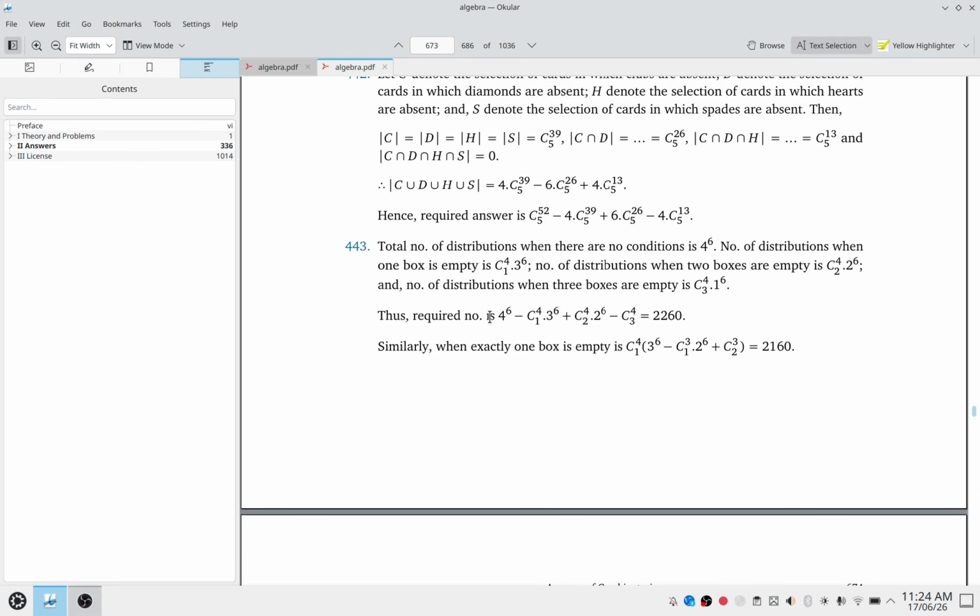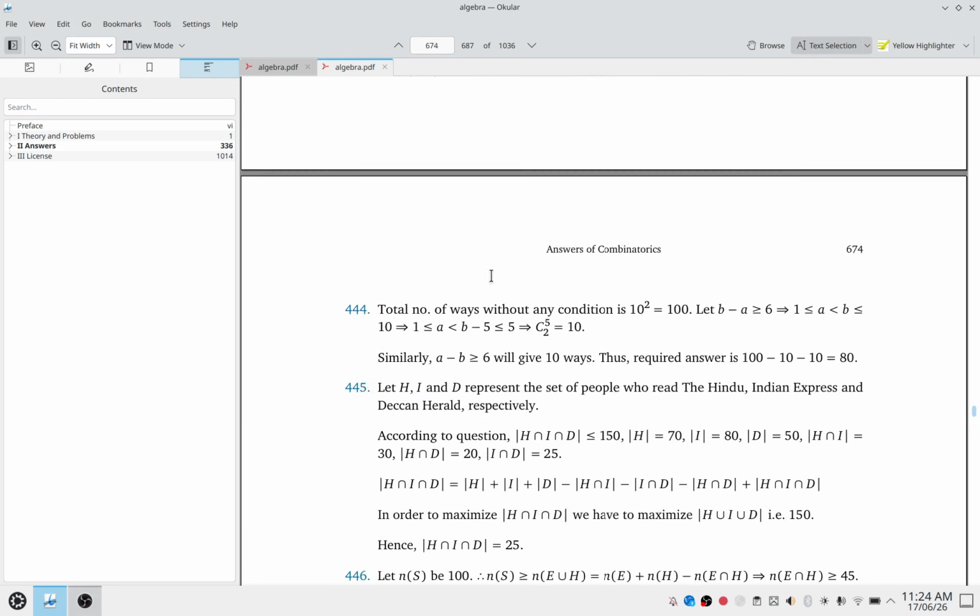Therefore, our required number of ways is the total, minus 1 box being empty, plus 2 boxes being empty, minus 3 boxes being empty. That is 2260. And similarly, for exactly 1 box to be empty, we have the solution here, that is 2160.